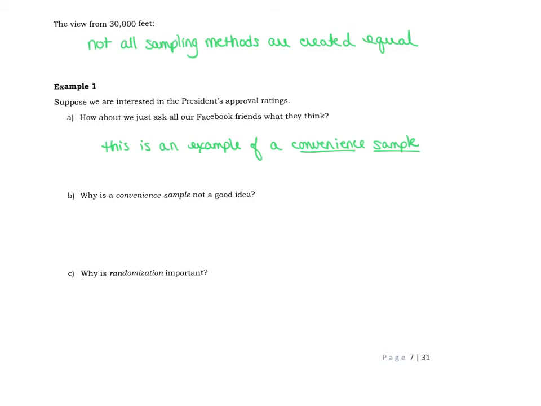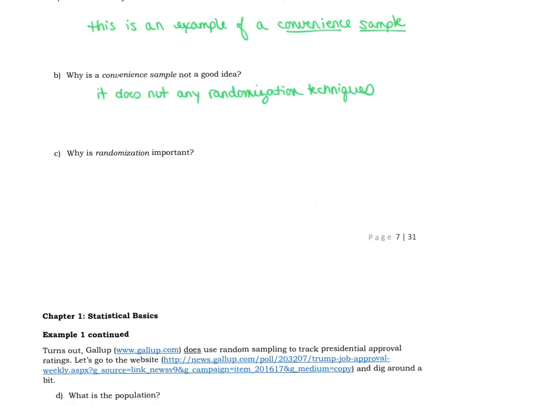Why is it not a good idea to use a convenience sample? Well, I'm hoping you have some intuition about that, just from a practical sense. But literally, it's called convenience for a reason. It's just because it's simple and easy to obtain. Very convenient for you. But from a statistical standpoint, why is it not a good idea? It does not use any randomization techniques. And we want to get randomization involved anytime we're doing sampling if we want to get a good sample.